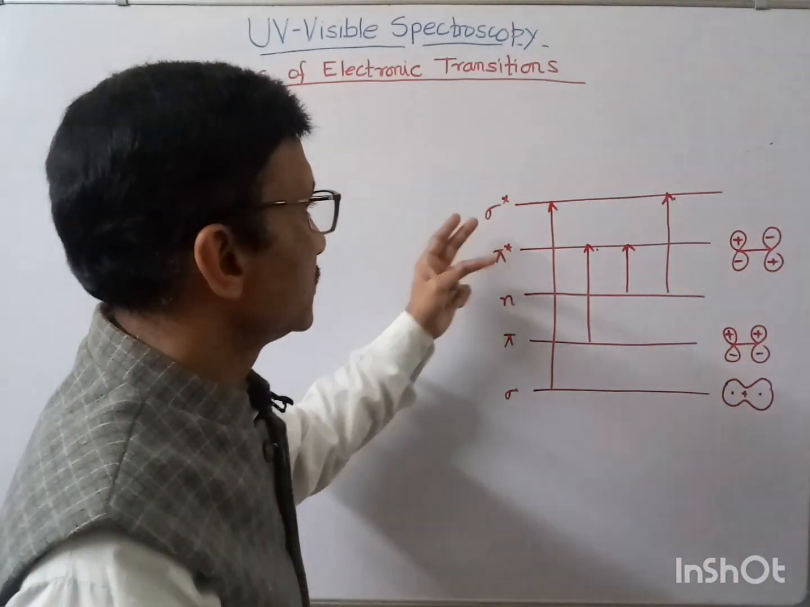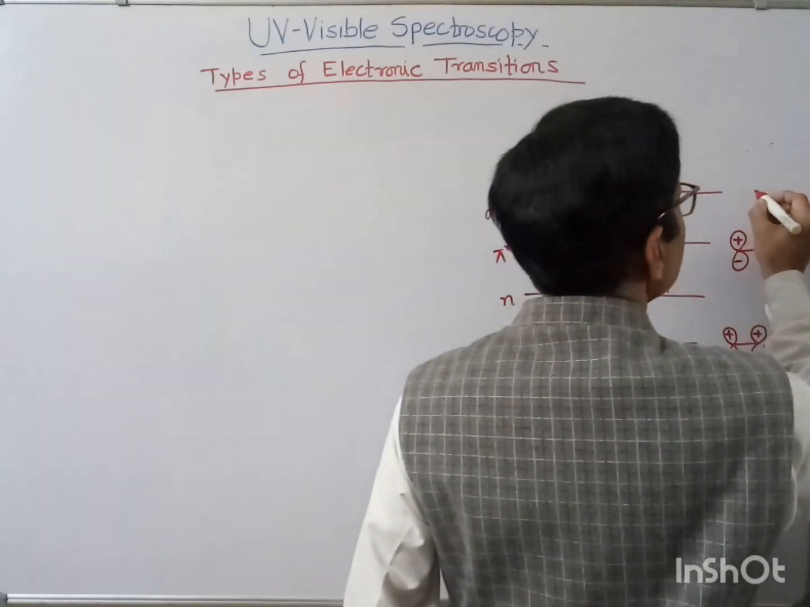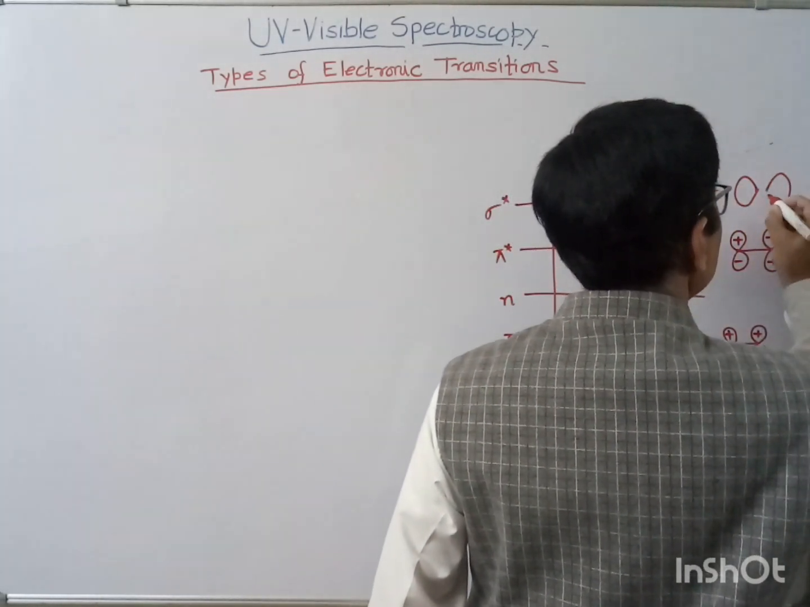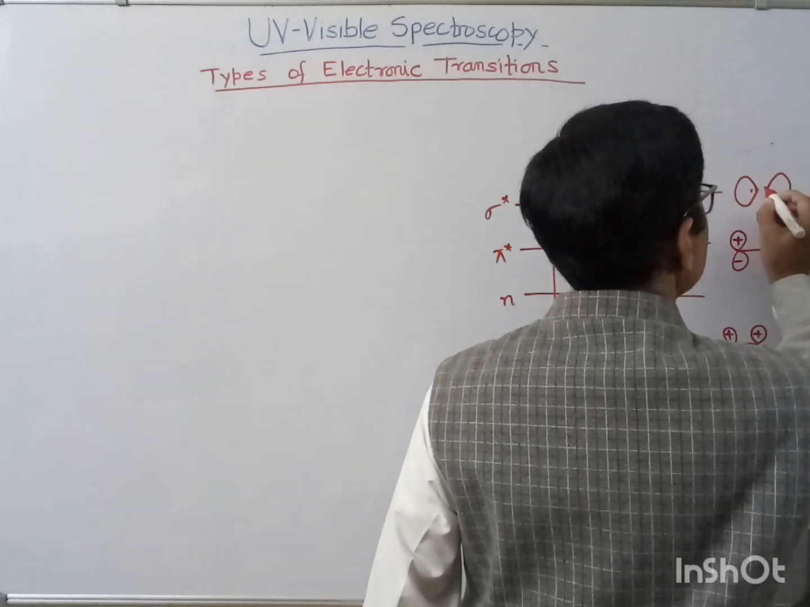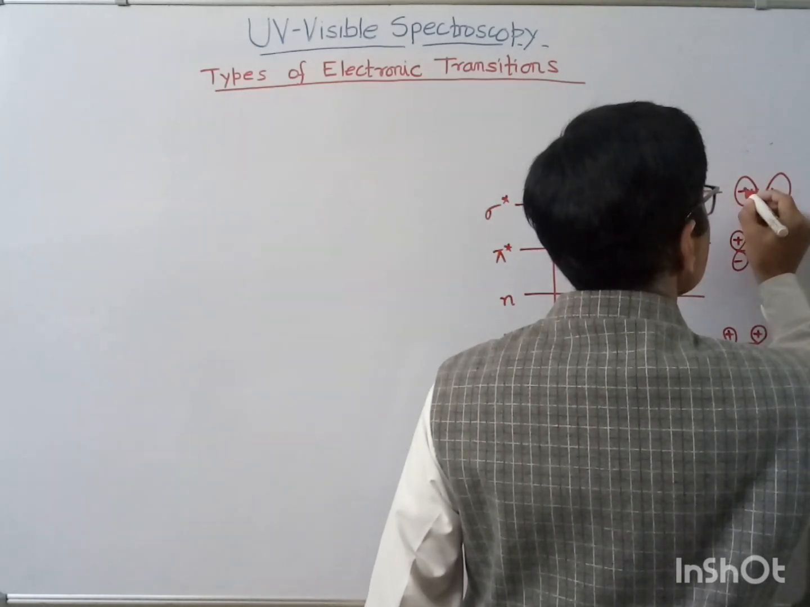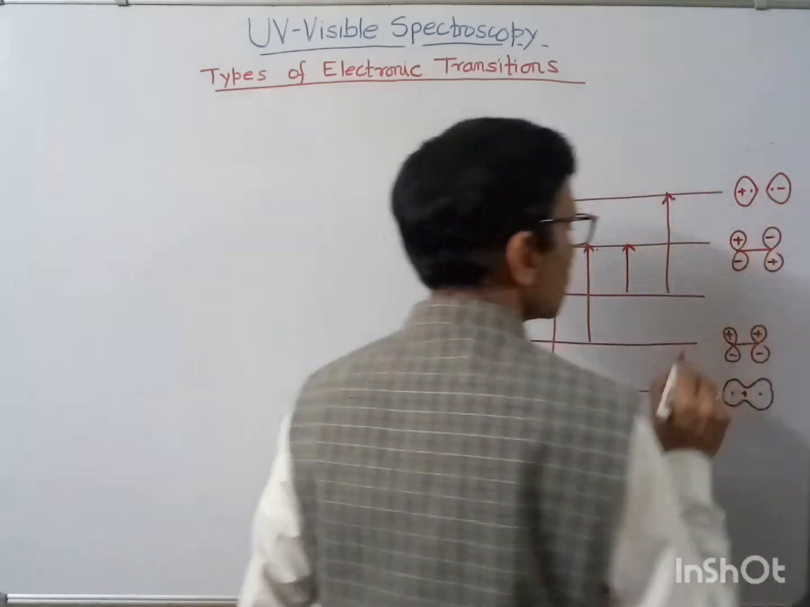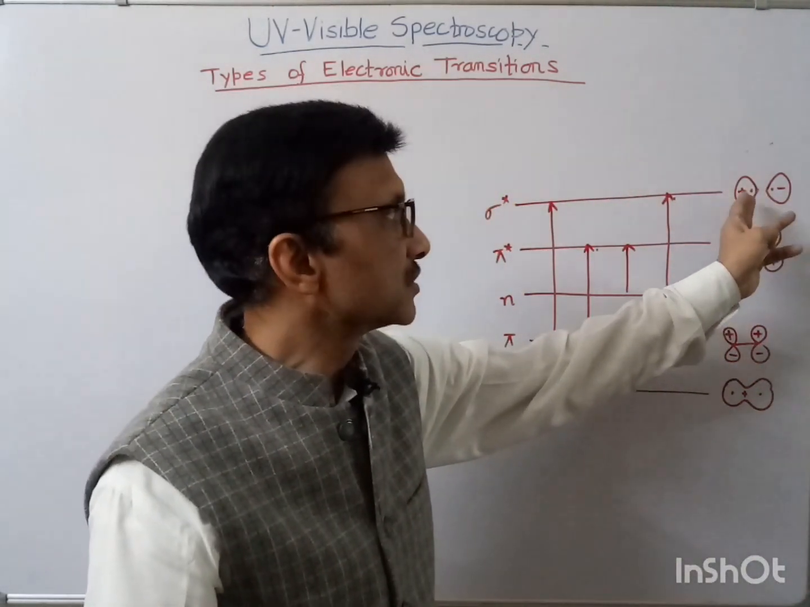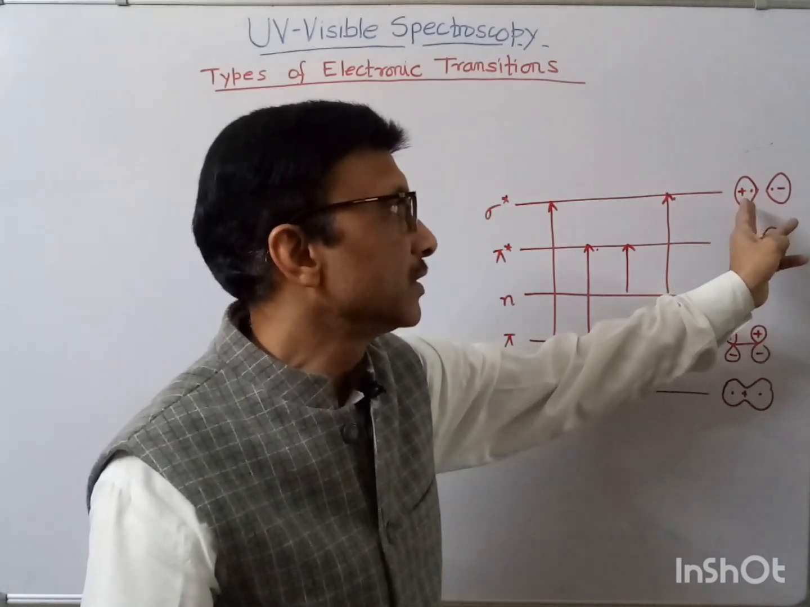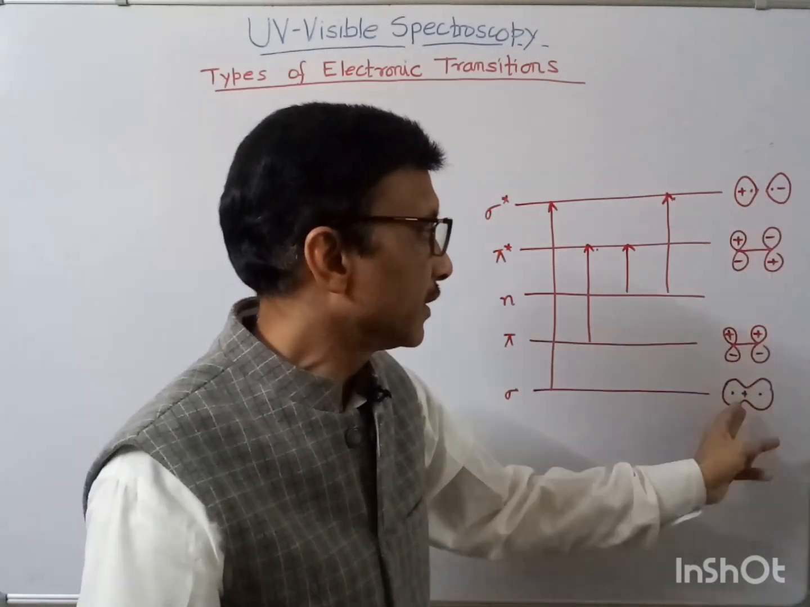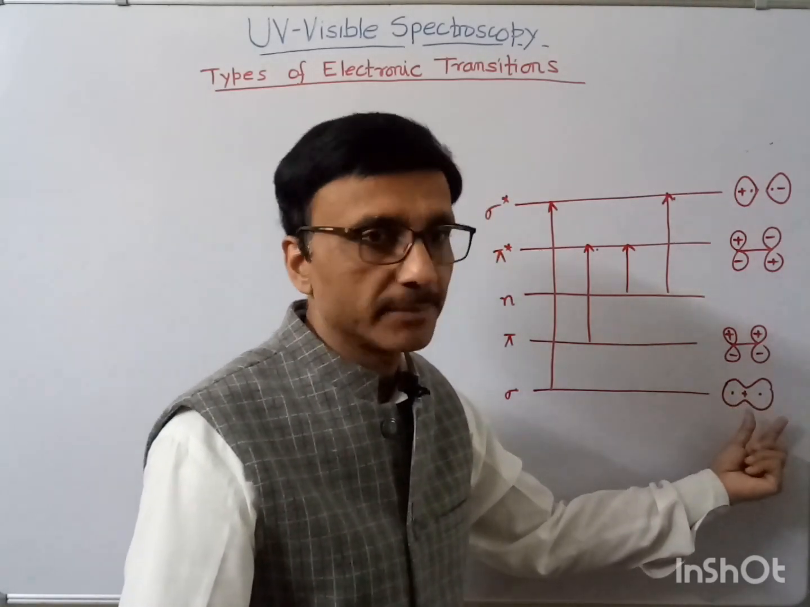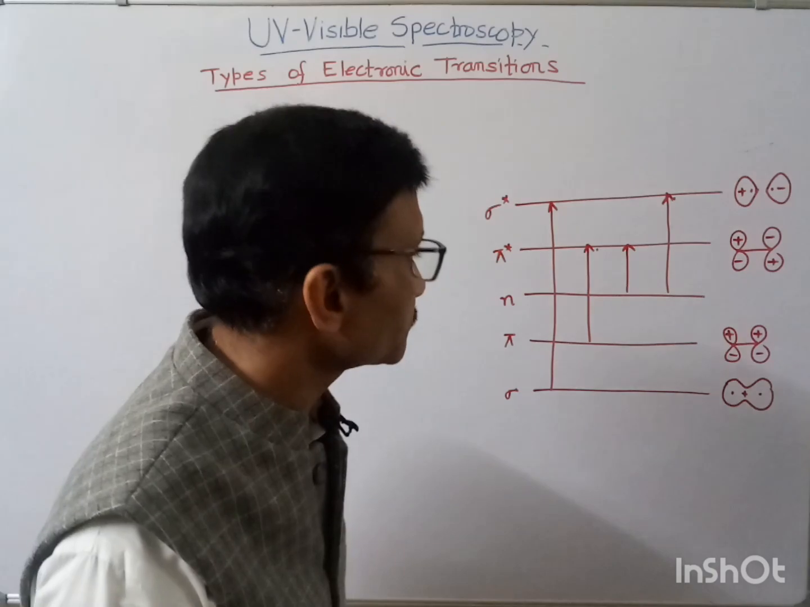And sigma star, the anti-bonding one, we can represent it like this, this is plus and this is minus. As no electrons are present between the bond, we can represent it in this way. For the bonding orbital, the electrons are present between the bond, so the electron clouds can be represented in this way.